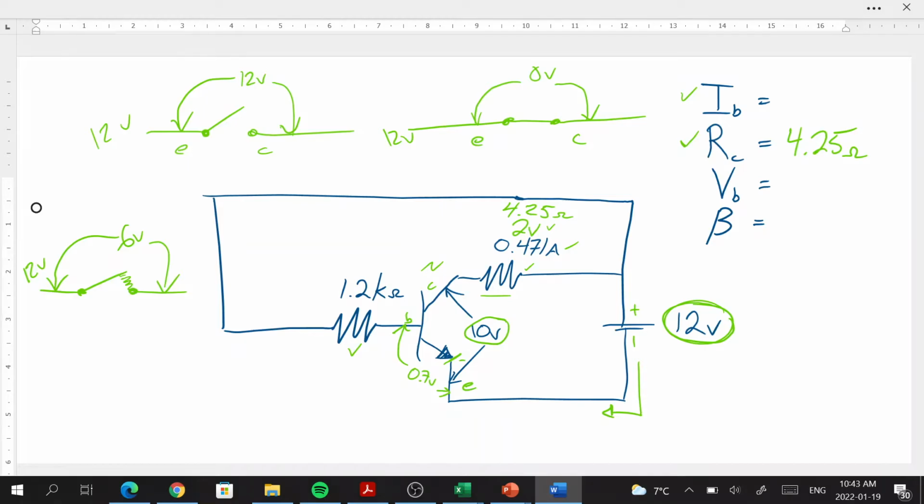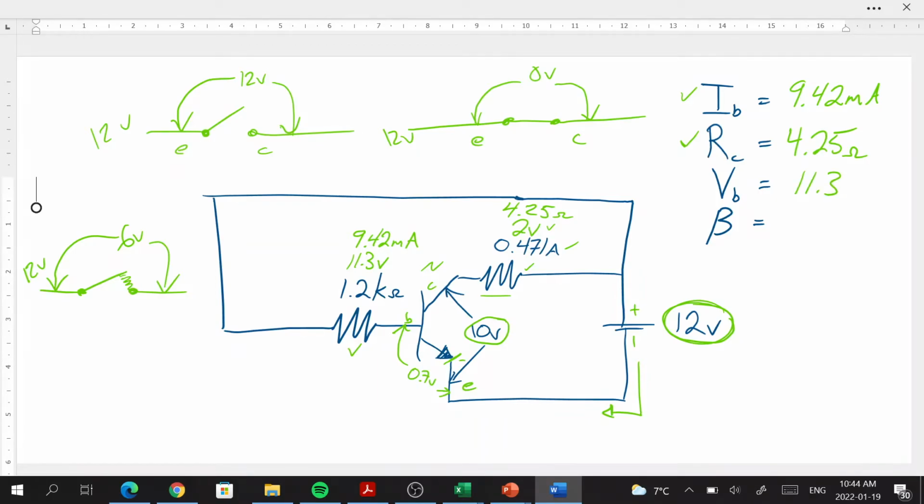So 12 minus 0.7 is going to leave us with 11.3 volts across our base resistor. Now that we know voltage and resistance, we can figure out the current. So we got 11.3 divided by 1200. That's going to give us 9.42 milliamps going through our base. And we can fill that in. 9.42 milliamps. We know that the voltage on the base, we figured that out, it's 11.3.